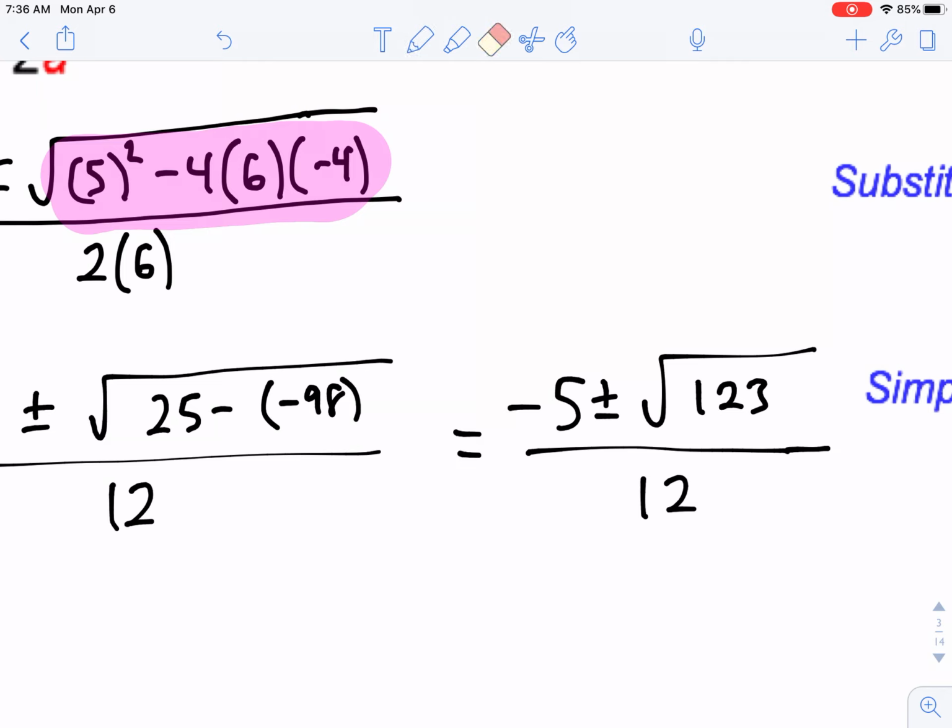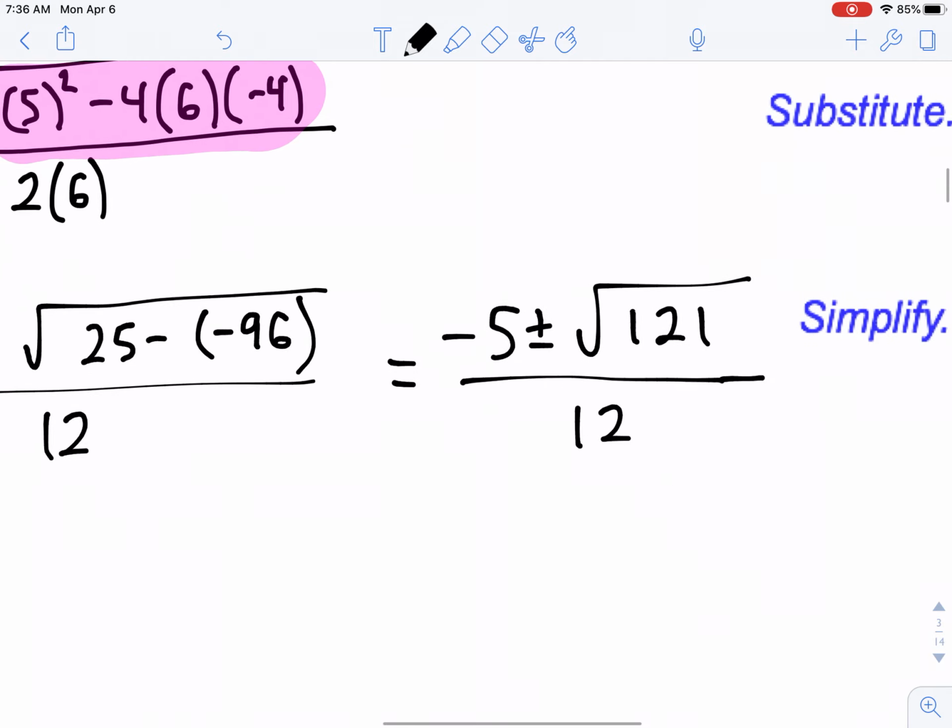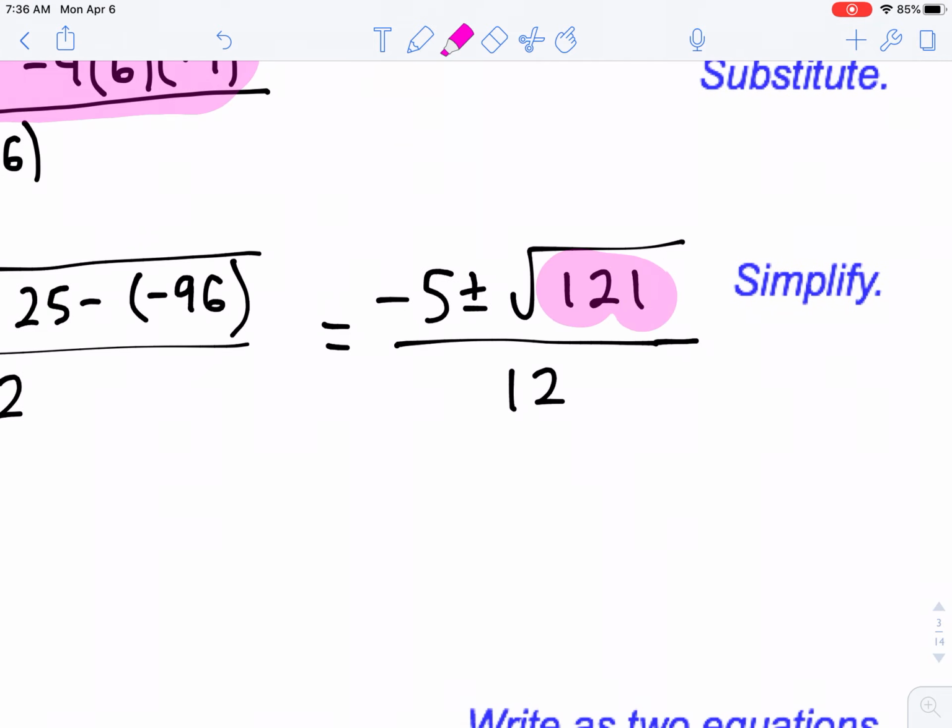Oh, I'm sorry. Wait, no, this is wrong. This should be 96. Sorry. 24 times 4. I'm doing this without a calculator in my head. 24 times 4, 96. Yeah, that's right now. So 25 minus negative 96 is, what's that, 121? Yeah, that's right now. Now, you do this. The square root of 121 is 11. So I'm going to rewrite it underneath here. Negative 5 plus or minus 11 over 12.